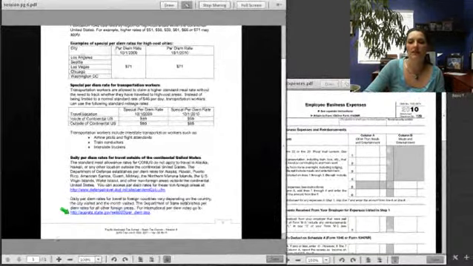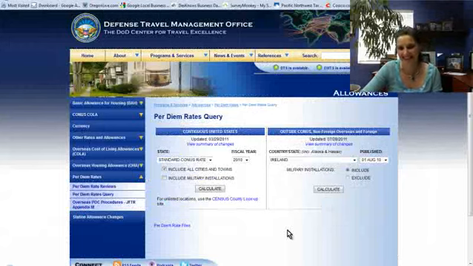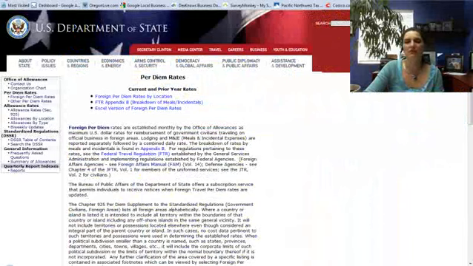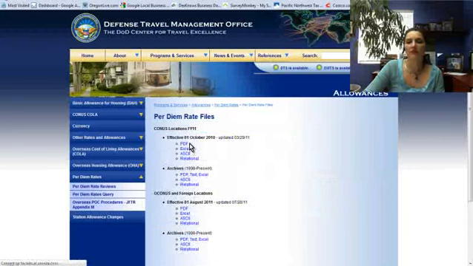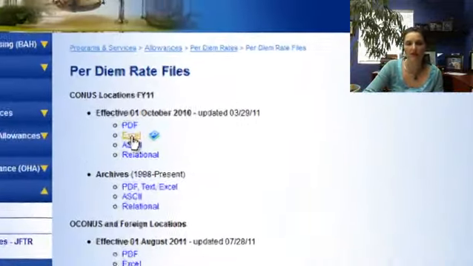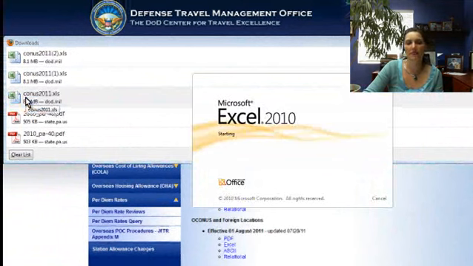Now, I'm going to navigate to the internet real quick and just show you the Defense Travel Management Office site. This is one of the links that we've given you. The other link that we've given you in the manual is the U.S. Department of State site. Both of them work, and I'm going to click first on the per diem rate files. When I go there, I'm given a choice of the files that I want to download, and I have chosen the Excel file.